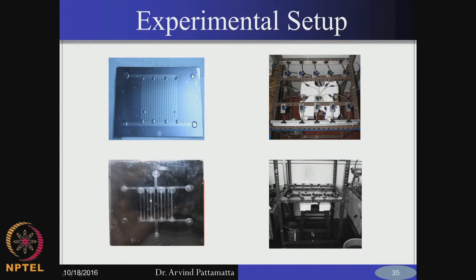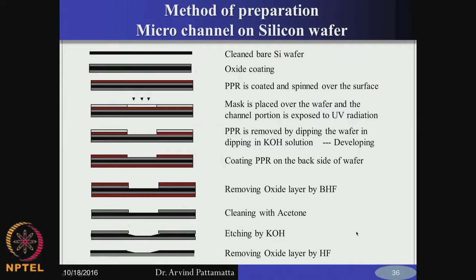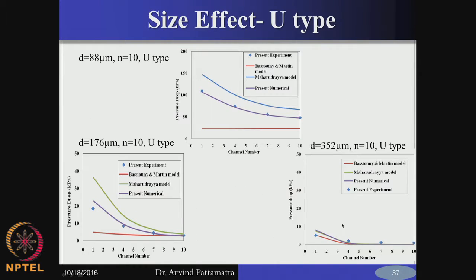So we had a test rig and we measured the pressure difference in the first study. This was how we etched the microchannel system using photolithography in the MEMS lab, and this is the procedure for making the mask and then the etching process. Then we compared our results for pressure drop, and you see that we are able to agree for at least the 88 micron channel.